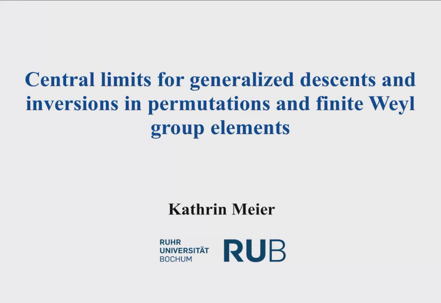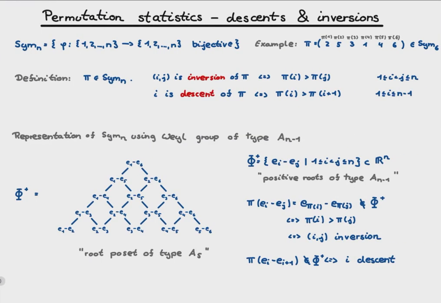Hello and welcome to this short presentation in which I'm going to talk about the central limits for generalized descents and inversions in permutations and finite Weyl group elements. Let's start by giving some basic definitions along with a simple example.